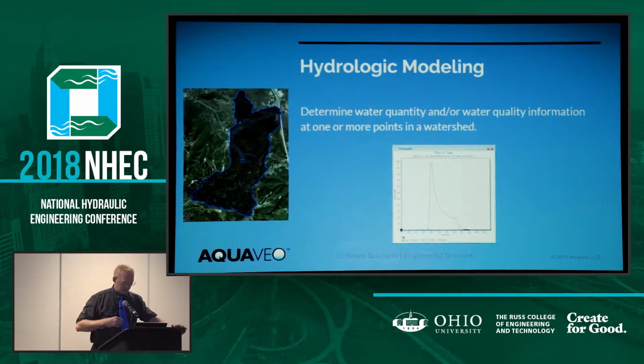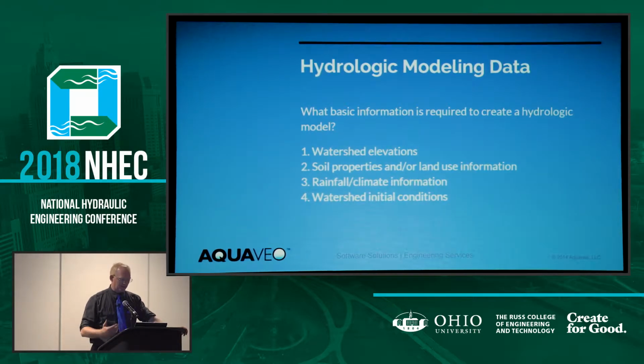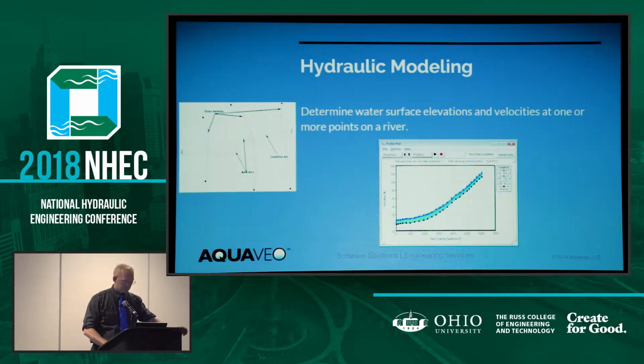Hydrologic modeling is simply determining the water quantity and or water quality information at one or more points in a watershed. The basic information required to create a hydrologic model is having the watershed elevations, determining the soil properties and or land use information, getting your rainfall and climate information, and then determining your watershed initial conditions. At that point, you can determine your water surface elevations and velocities at one or more points.